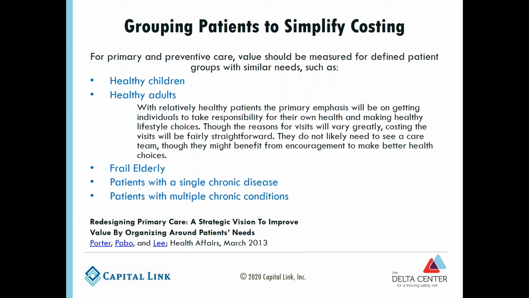But what we're going to be talking about is how you go about grouping. As a first step is grouping your patients to simplify the costing. There's a variety of different groups that you could use, and your particular health center may have a concentration of patients that falls into any of these or other groups. Healthy children, well visits, healthy adults, frail elderly. We're going to be concentrating on the fourth one, patients with a single chronic disease, in this case diabetes, but there's plenty of different groups that you could potentially have.